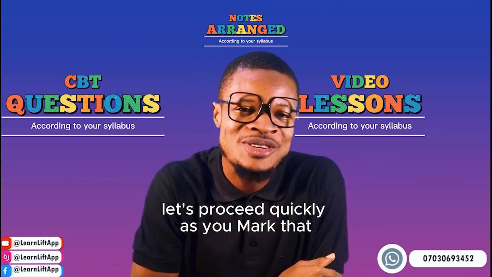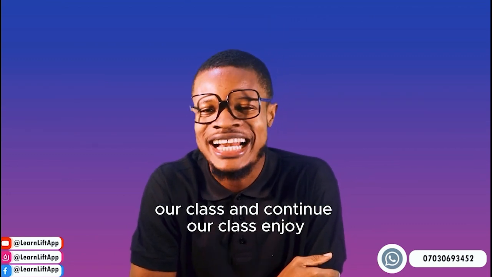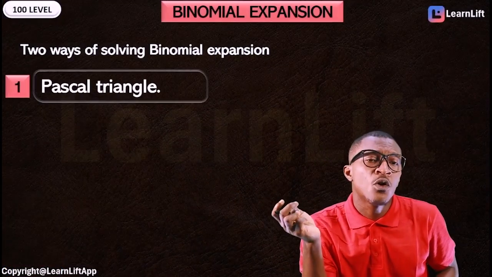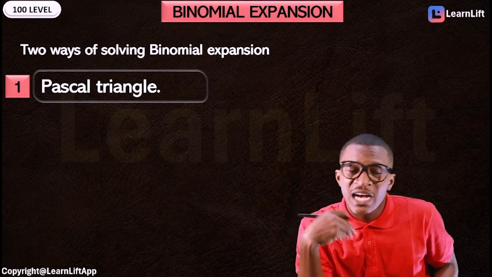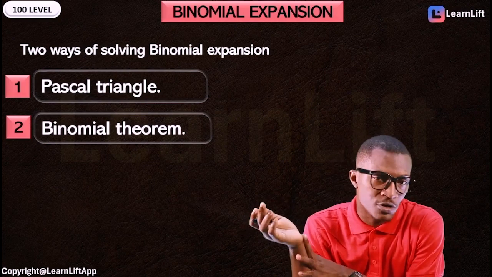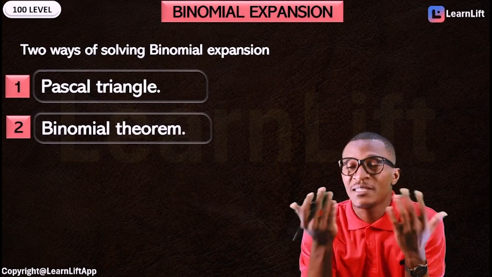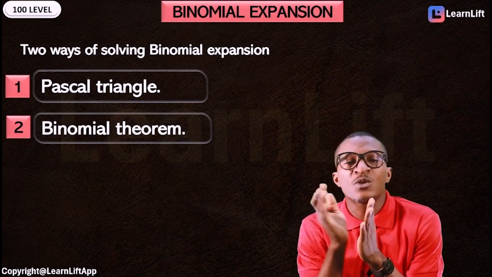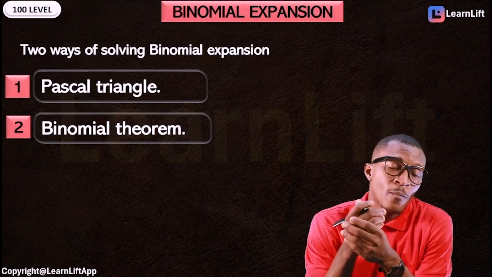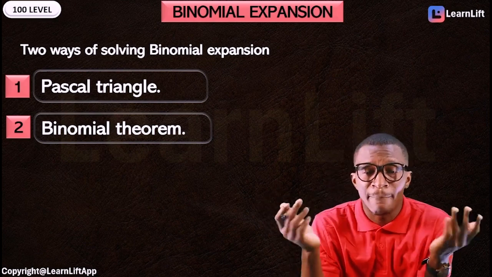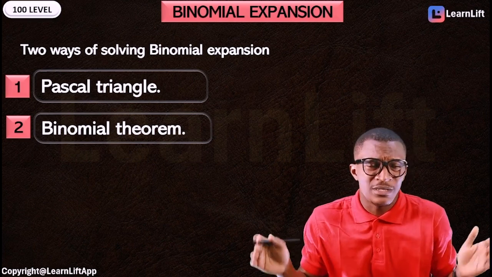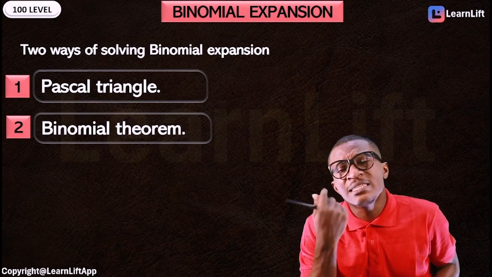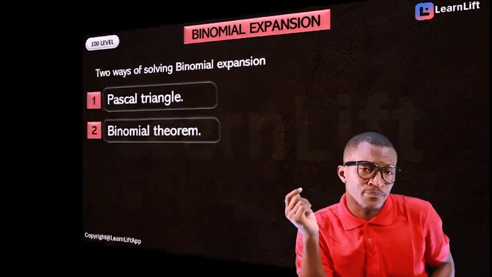Anyway, let's proceed quickly as we march down to our class and continue our class. Number one, we're able to call the Pascal triangle, and number two, we're able to call the binomial theory. So how do we find the binomial expansion? Either we are solving it through the Pascal triangle, or we are solving it through the binomial theory. Do you understand that? Now, if you say you understand that, let's start with the first guy, the Pascal.